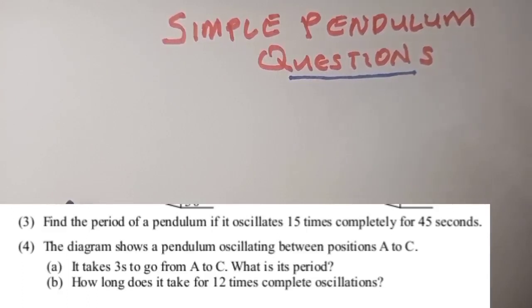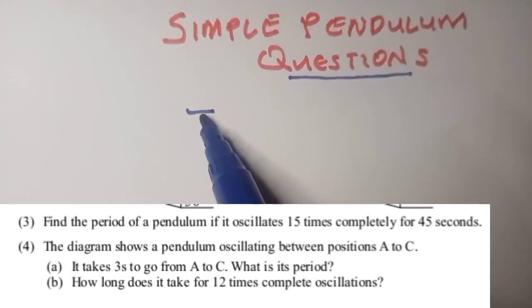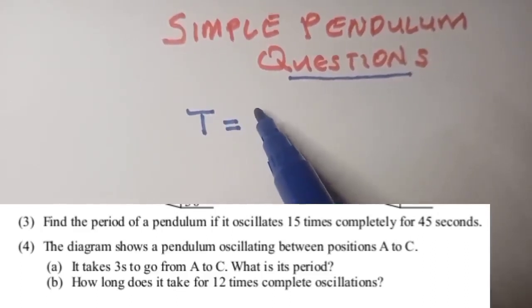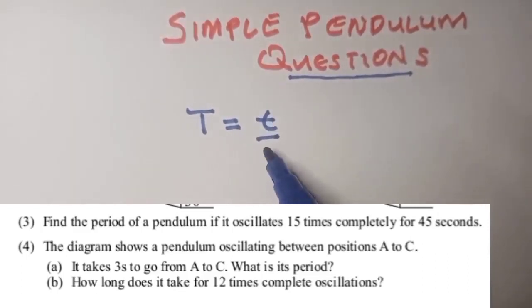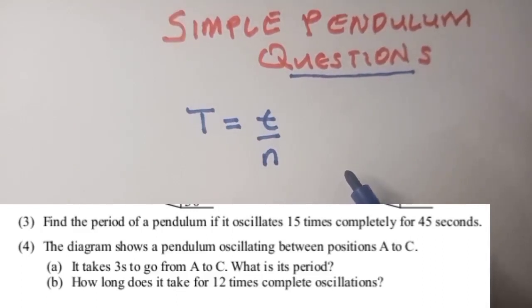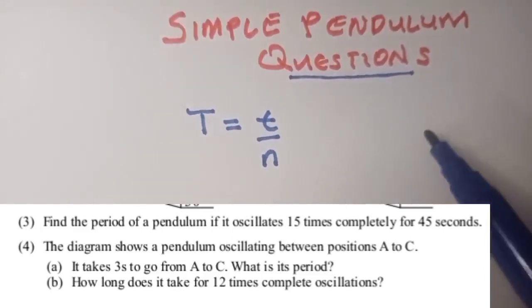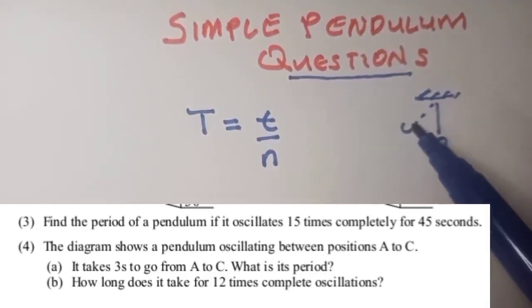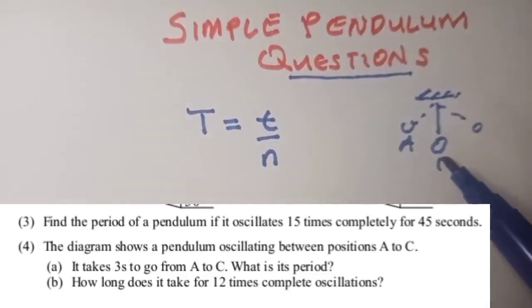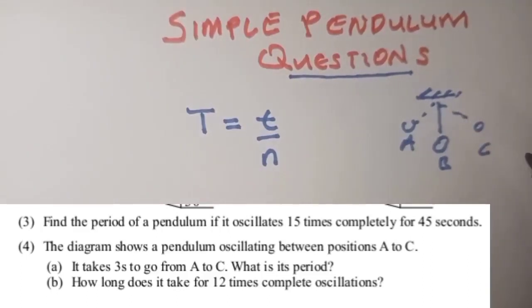times in 45 seconds. We know the formula for the period of a pendulum: period, capital T, is equal to the time taken for those oscillations over n. Looking at this question, the pendulum oscillates 15 times. If you have a pendulum like this, it usually oscillates between positions A, B, and C. The question is saying it oscillates 15 times.